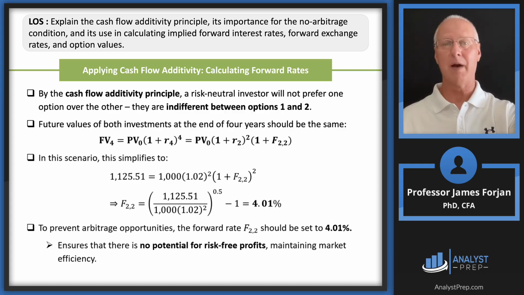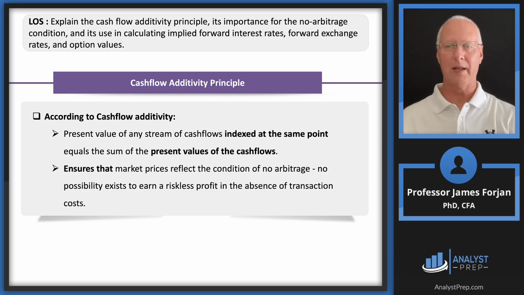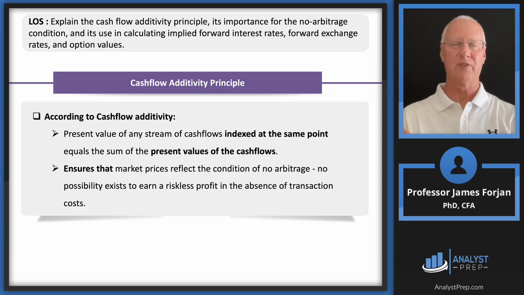What did we do here? In my previous example, we did cash flow additivity with the apples and the peaches and the kiwi. We did that in present value. Here, we did it in future value. So let me go back here real quick. What was that phrase that the Institute used? Indexed at the same point.